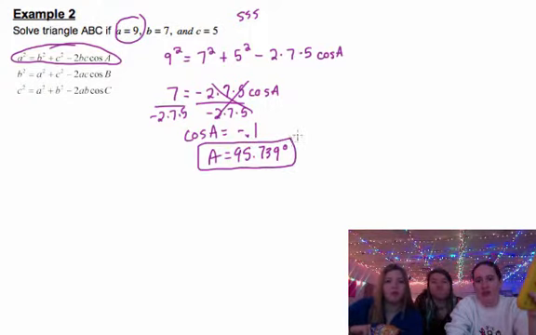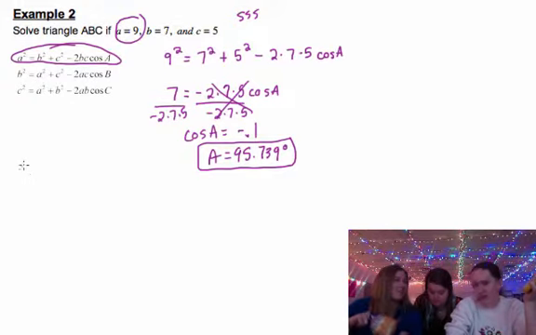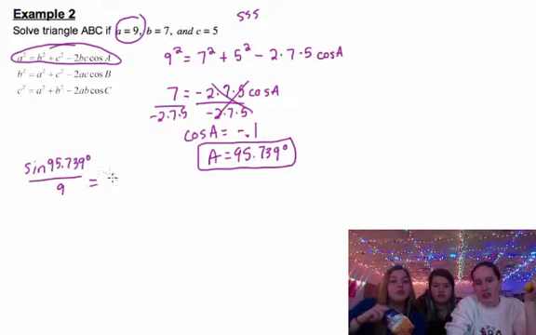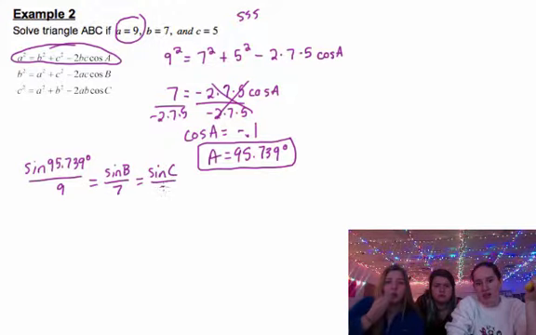Once we know the biggest angle, we can either keep using law of cosines or we can go back to using law of sines. So let's try using law of sines. We know that sine of 95.739 degrees over A, which is 9, equals sine of B over 7 equals sine of C over 5.